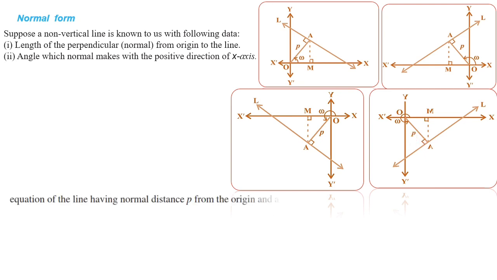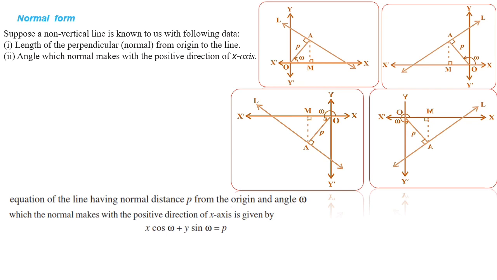So the formula is: the equation of the line having normal distance p from the origin and angle omega which the normal makes with the positive direction of x-axis is given by x cos omega plus y sin omega is equal to p. Here only two things will be given to us, omega and p. Omega is the angle the normal makes with the x-axis, and p is the distance of the perpendicular from the origin. This is the normal form.